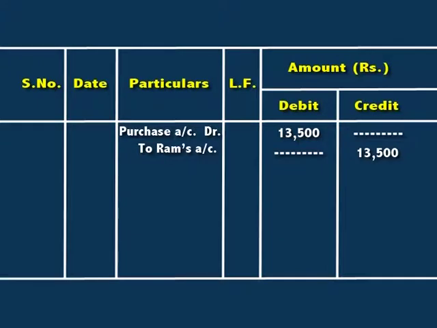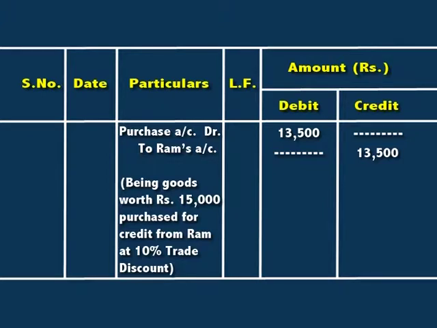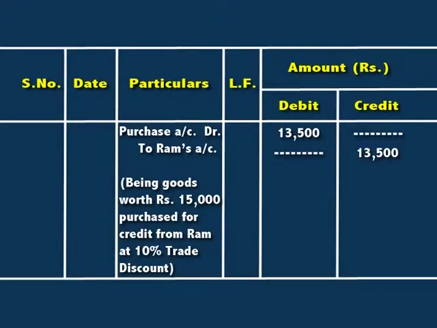Now, recall that transactions are to be recorded on the basis of actual transaction value and not on the basis of list or catalog price. The journal entry for the same will be purchase account debit to Ram's account for 13,500 rupees. The narration goes like, being goods worth rupees 15,000 purchased for credit from Ram at 10% trade discount. Note that in the transaction we have debited purchase account, not the goods account.